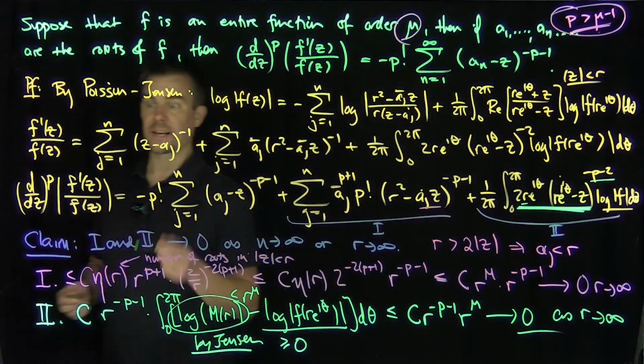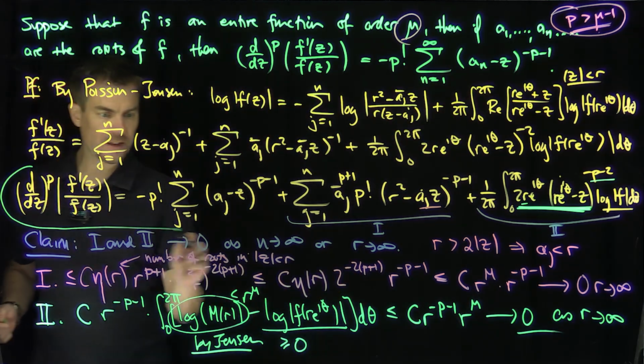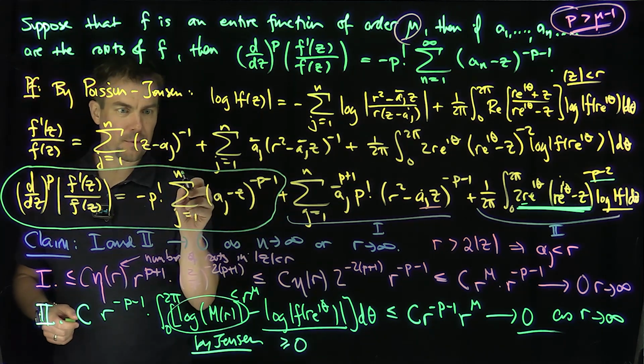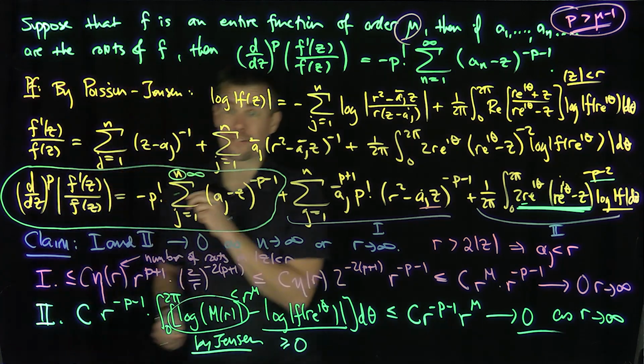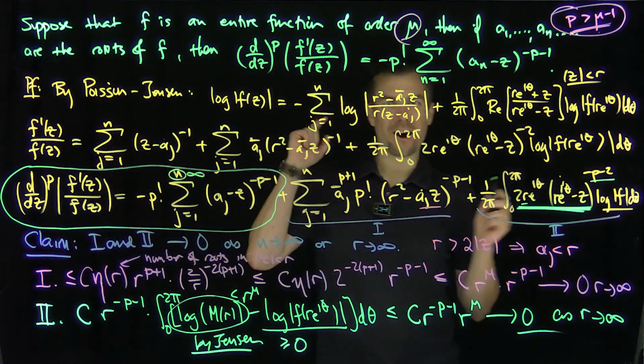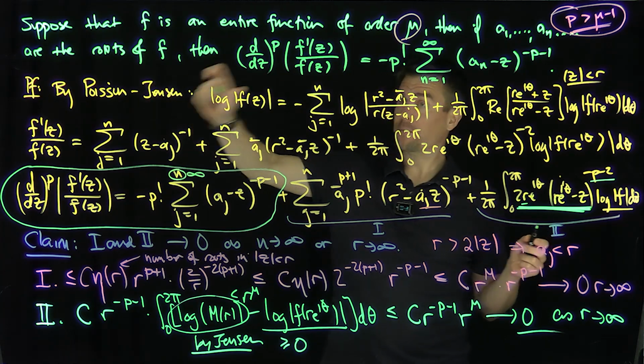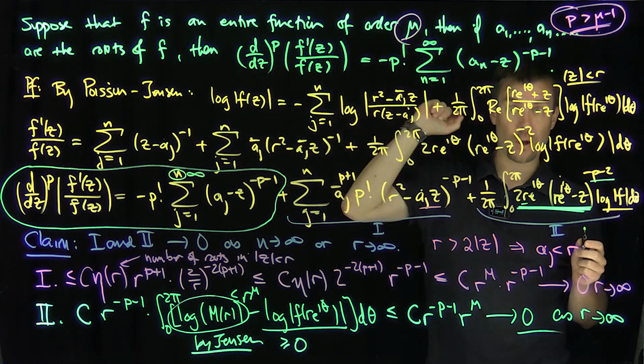So all that's left is what? Look at this formula over here, all that's left is that as r goes to infinity, what's happening over here? We're going to take this formula and we can replace n with what? With infinity, right? And that gives us a representation of the p-th derivative of the logarithmic derivative of an entire function of finite order, right?